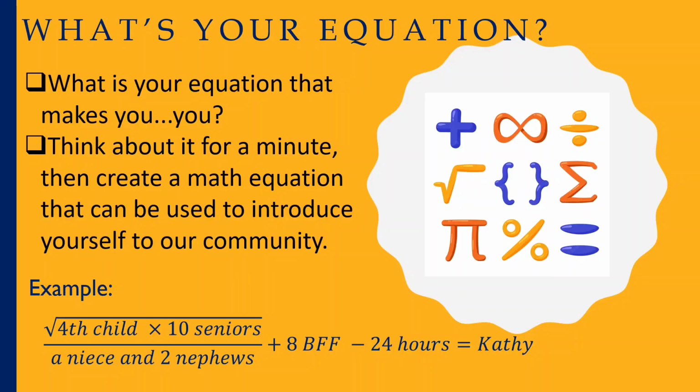community. An example would be the square root symbol times the fourth child times 10 seniors underneath divided by a niece and two nephews plus an 8-year-old BFF minus 24 hours. That is Kathy in a nutshell. Take a minute to write your equation of something that represents you, then share it with a neighbor.